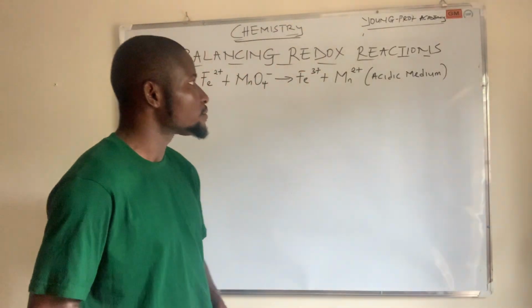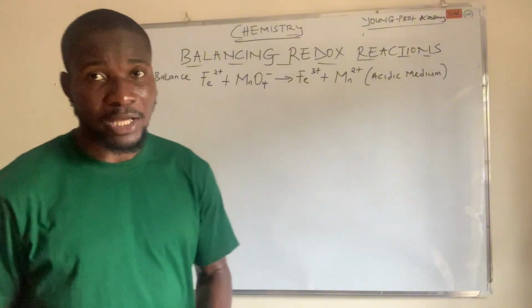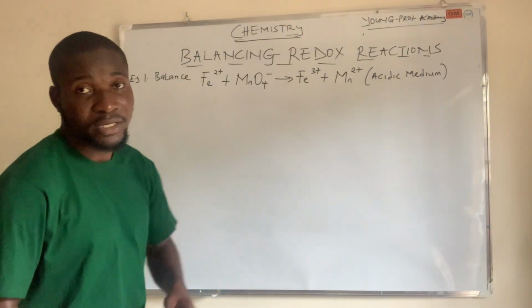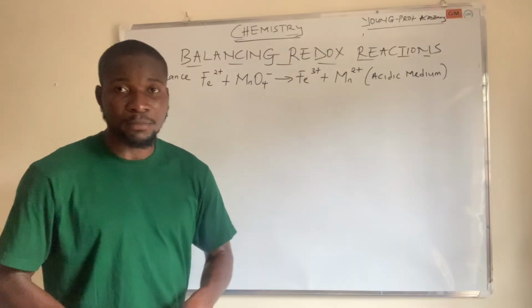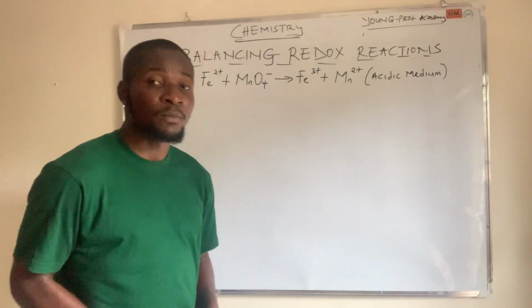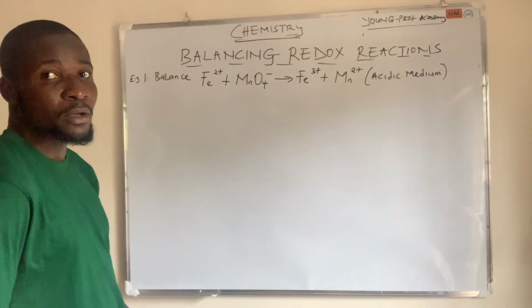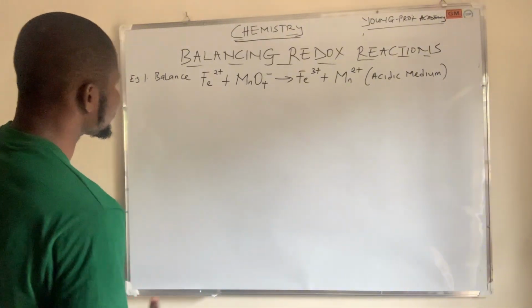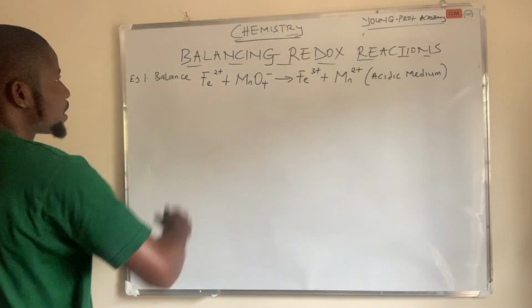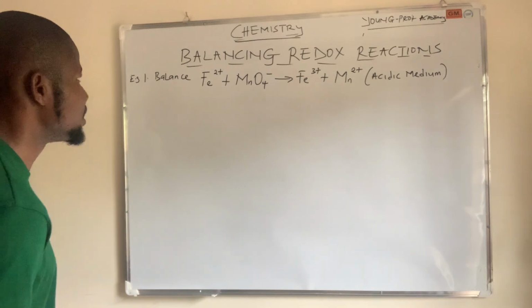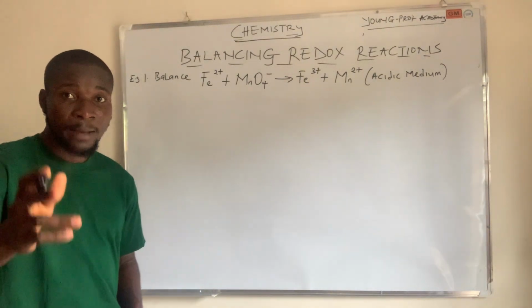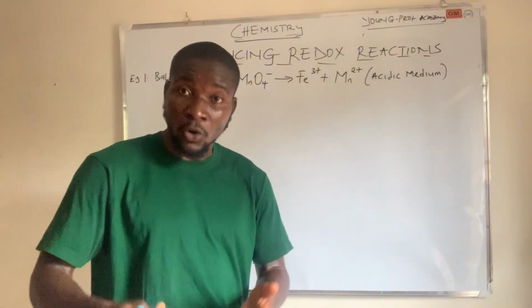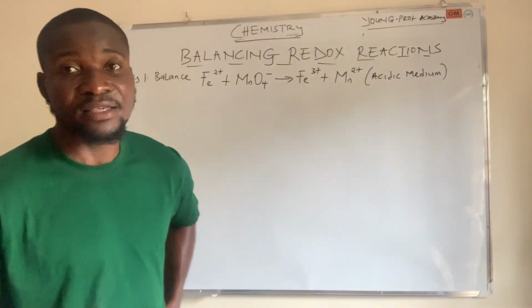Now let us see how we can balance this redox reaction. I will guide you on how to balance this particular example that I have on the board. For those of you writing JAMB and WAEC, this should be a guide for you in balancing whatever problem they give you in your examination to solve. Now we are asked to balance this reaction in an acidic medium. I'm going to teach you how to balance in an acidic medium. Then in our next video, I'll also teach you, or maybe now, how to balance in a basic medium.